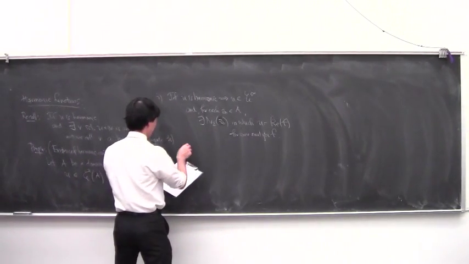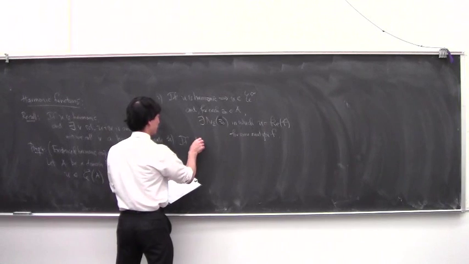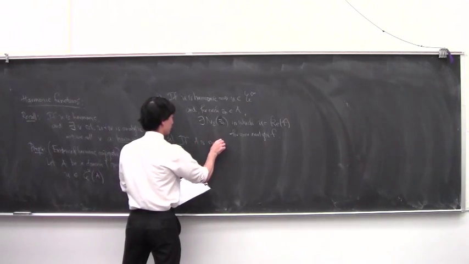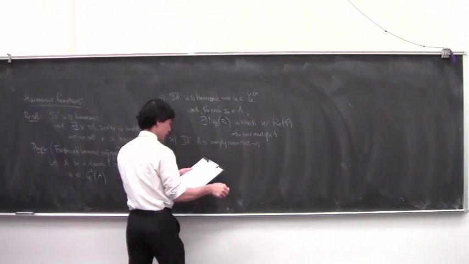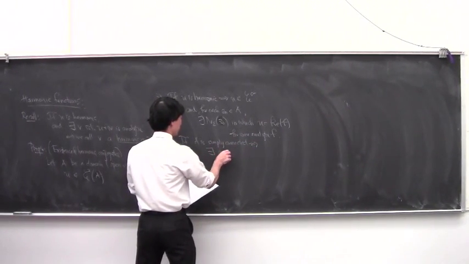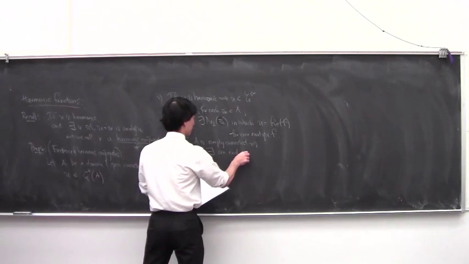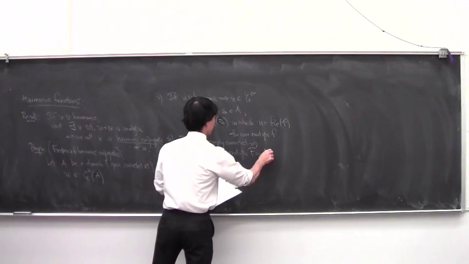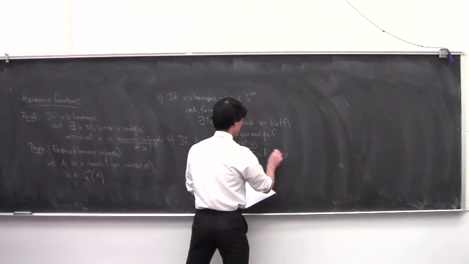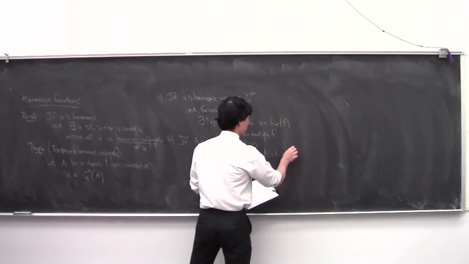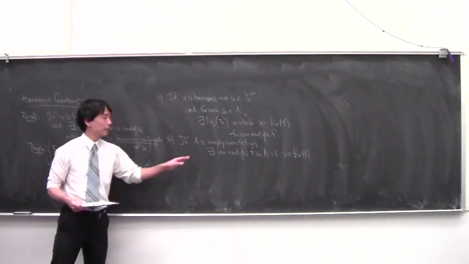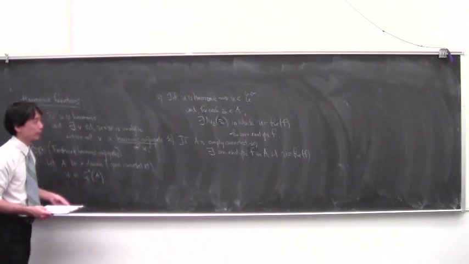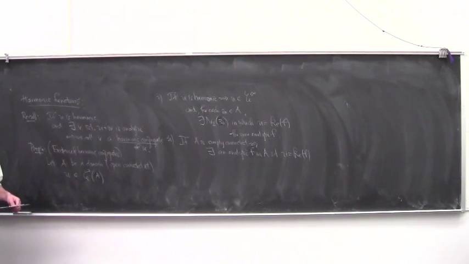In part 2, if A is simply connected, then there exists an analytic F on A such that U is the real part of that analytic function. So if you're simply connected, then you're guaranteed a harmonic conjugate for the whole set.